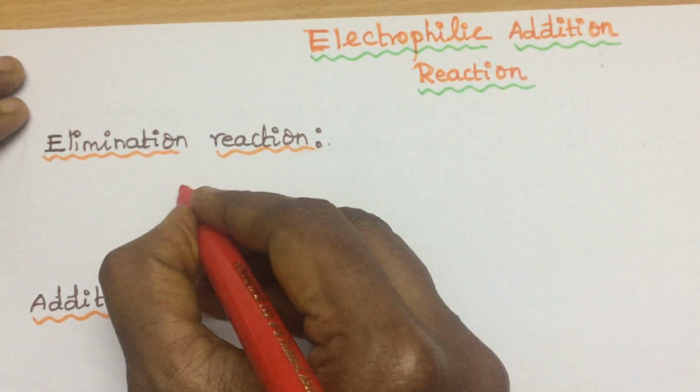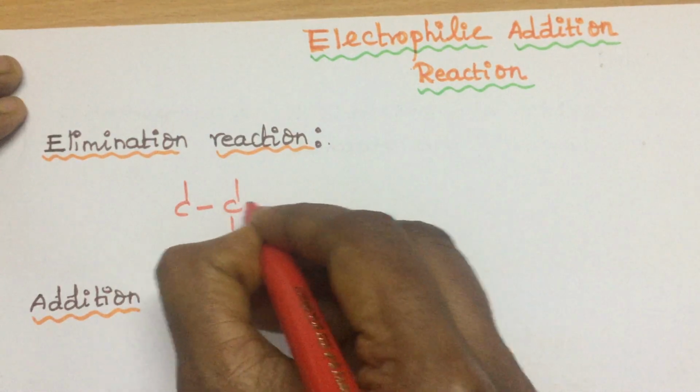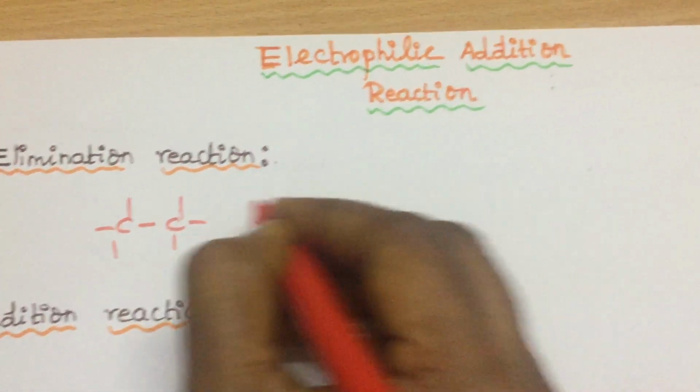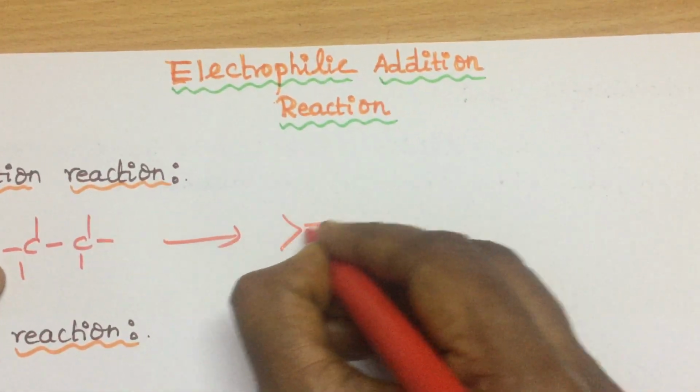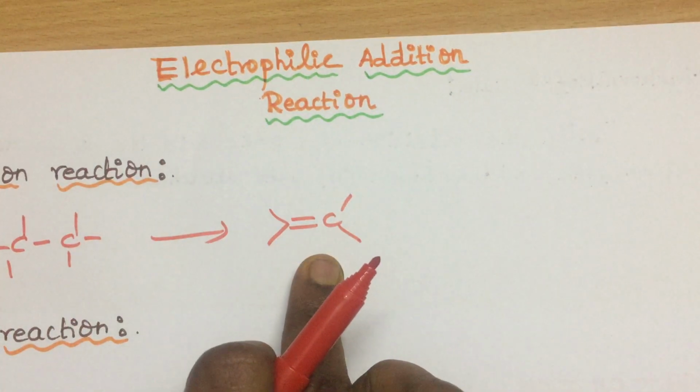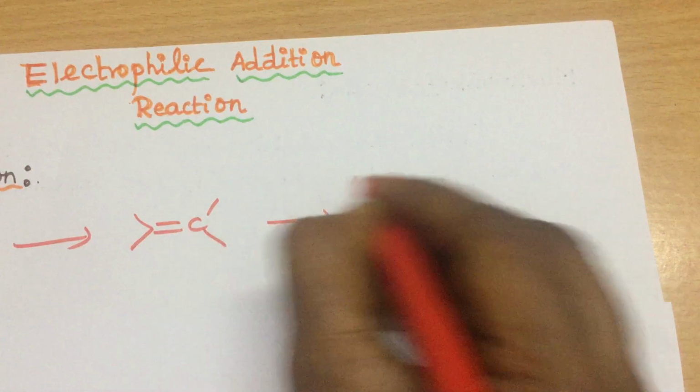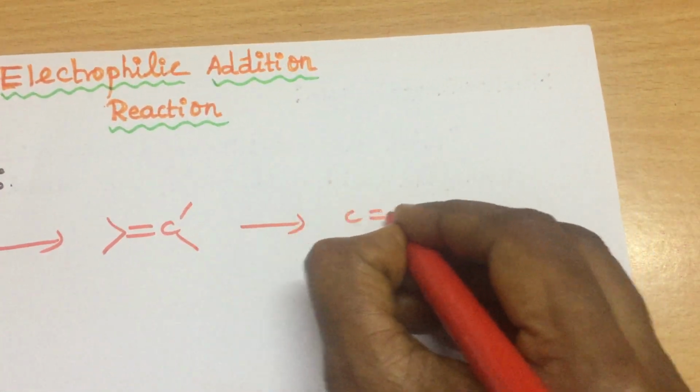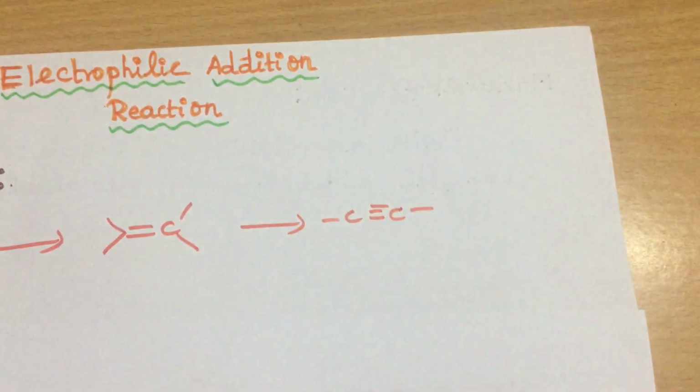What is elimination? You start with a fully saturated compound, isn't it? You start with a fully saturated compound and you end with unsaturation. You start with alkane, you will get alkene. If you further continue some elimination, what you will get? You will get alkyne. You will get a triple bond.